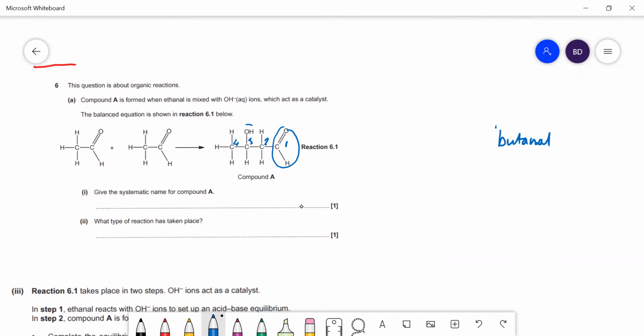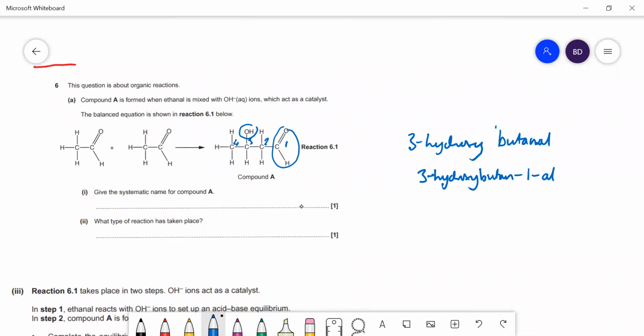But we've also got an OH on carbon number 3, so it's 3-hydroxybutanal. Now, I would call it 3-hydroxybutanal, but I looked in the mark scheme and they insist, for some reason, they want 3-hydroxybutan-1-al. Right, I'm not entirely sure why they want that one there, but they do.